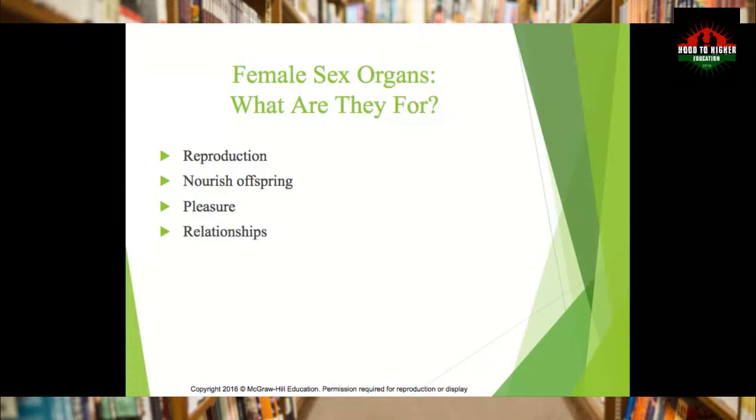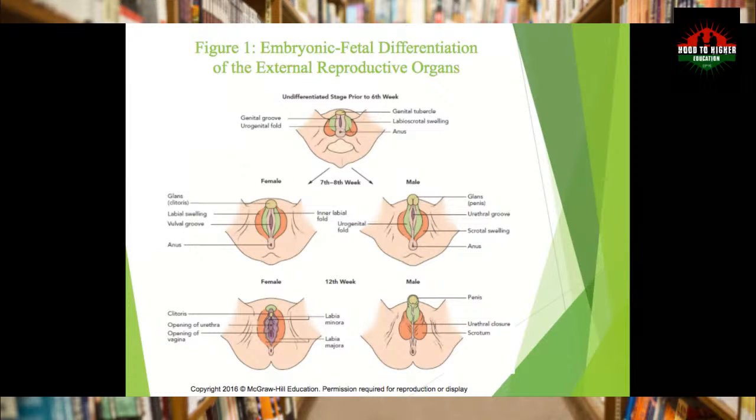In this chapter, we will take a deep dive into reproduction, how the female body can nourish the offspring, pleasure, and relationships. So this is a time where I would like for you to pause the video and take a closer look at the embryonic and fetal differentiation of the external reproductive organs, right? We can see that it is undifferentiated prior to week 6. Then in week 7 or 8, ta-da, something magical happens. You start getting different hormones, and those hormones dictate whether the embryo turns into a female or a male.